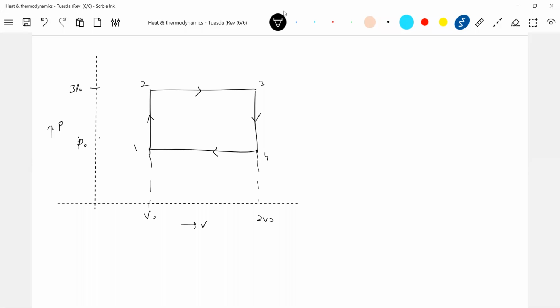Before that, we should know the temperatures. Use the ideal gas equation. From the ideal gas equation, the temperature at 1 will be T naught. Temperature here will be 3 T naught. Temperature here will be 6 T naught. Temperature here will be 2 T naught. How, sir, are you saying this? Okay, you see what condition we apply here. At 1, P naught V naught equals R T1. So let P naught V naught equal R. Let me consider 1 mole of gas, and let it be monoatomic.